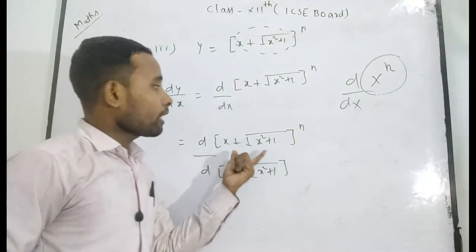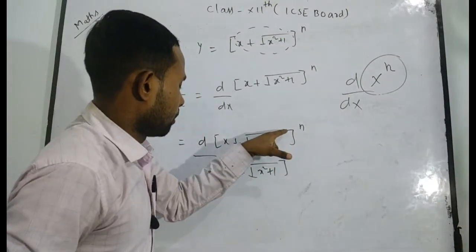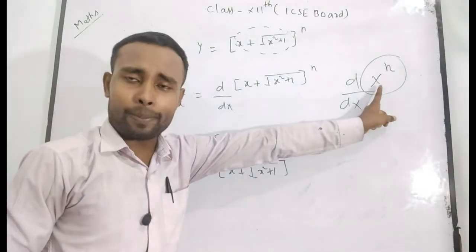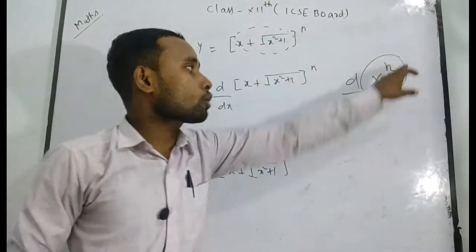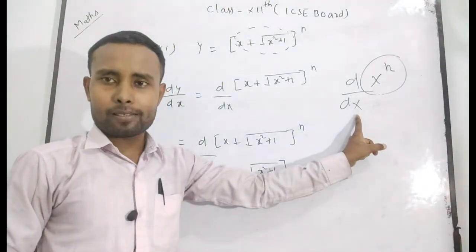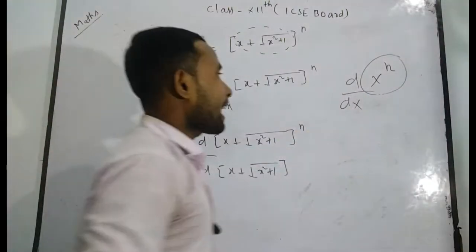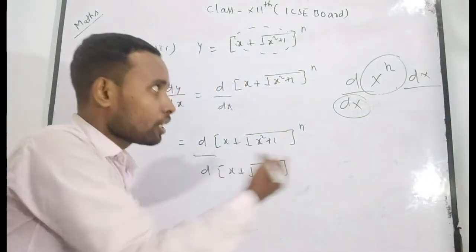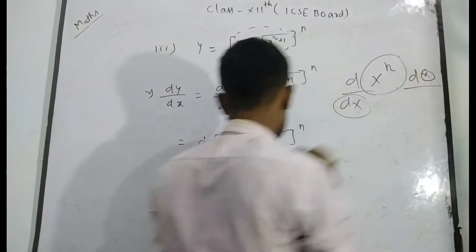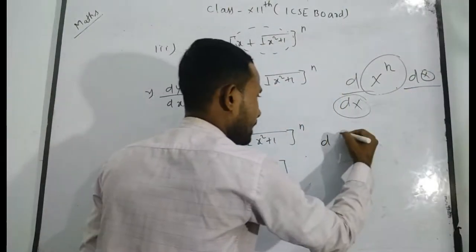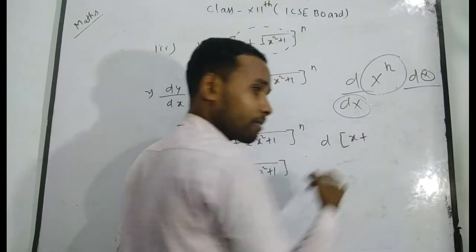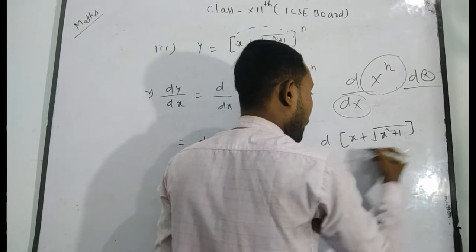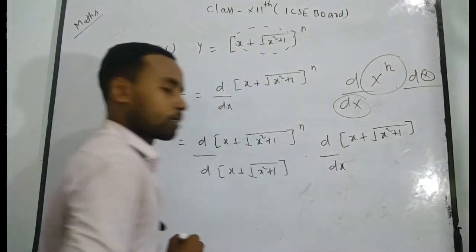Now, as you know that the bracketed whole term is, suppose, capital X. In that case, capital X to the power n is only differentiated with respect to capital X. As you know that capital X is taken in the denominator forcefully, so now you have to manage it by taking the numerator. Now, as you know, I want to take here the derivative of x plus root under x square plus 1 with respect to x.